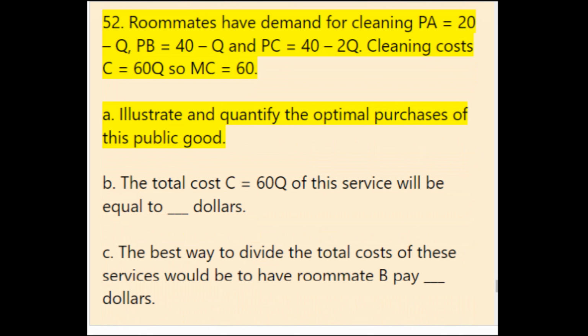52. Roommates have demand for cleaning. PA equals 20 minus Q, PB equals 40 minus Q, and PC equals 40 minus 2Q quetzales. Cleaning cost C equals 60Q, so MC equals 60.